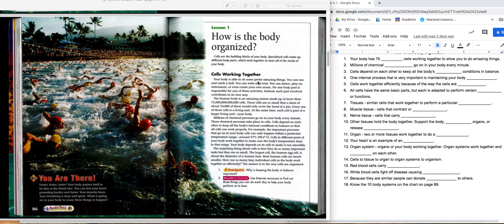Your body is able to do some pretty amazing things. You can run and catch a ball, you can write, you can read, you can dance, play an instrument, or even create your own music. No one body part is responsible for any of these activities. Instead, each part involved contributes in its own way.